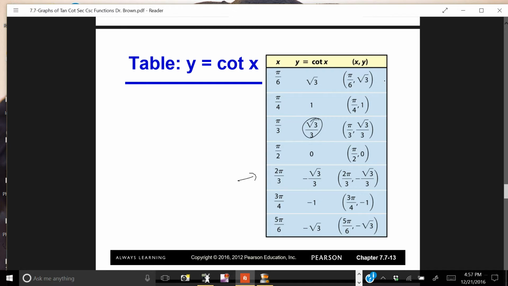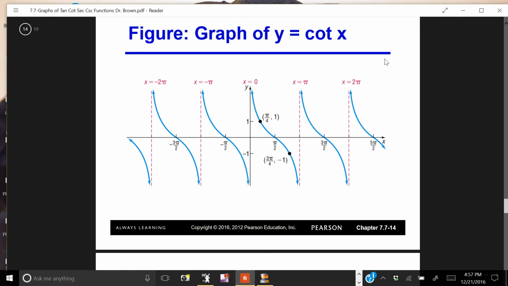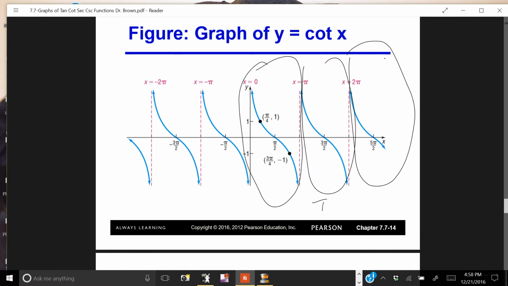And then going for 2 pi over 3, it's the same as pi over 3 was. If you look at the angle, the cotangent of 2 pi over 3 is minus the square root of 3 over 3. By the same token, the angle 3 pi over 4 is the negative of the value for pi over 4, which is minus 1. And finally, for 5 pi over 6, we get minus the square root of 3. So now if we plot this function, we will get this graph. And if you expand it to several periods, you'll get the cotangent function with a period equal to pi.